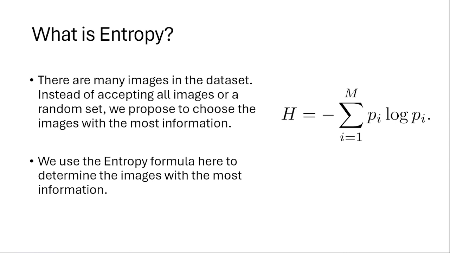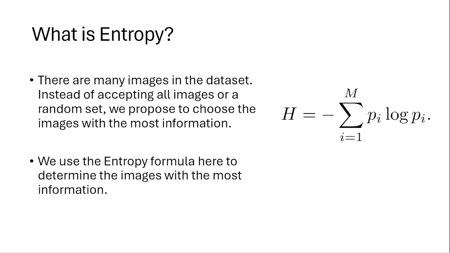So now we have lots of Alzheimer's and normal people images, but it's very inefficient to just select them at random or select all of them, because some have more information than others. And this is where entropy comes in. Entropy was developed by Shannon, who was working with communications and figuring out how much information can be sent over a line.